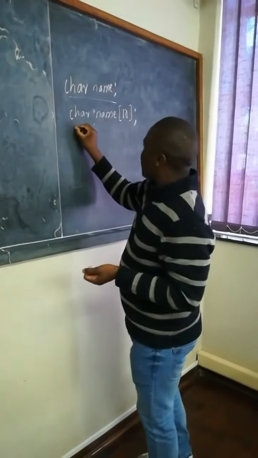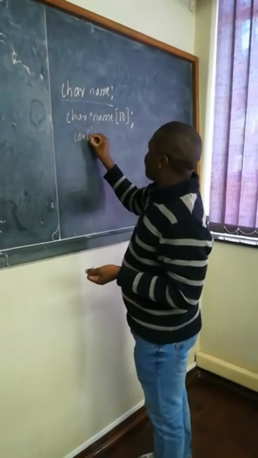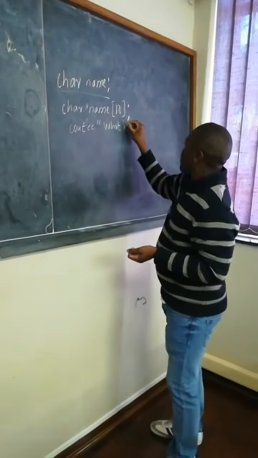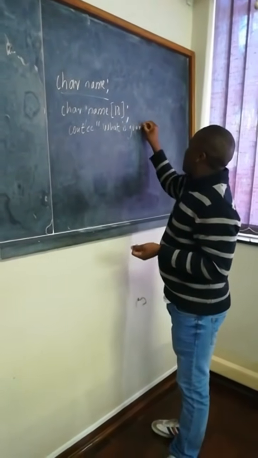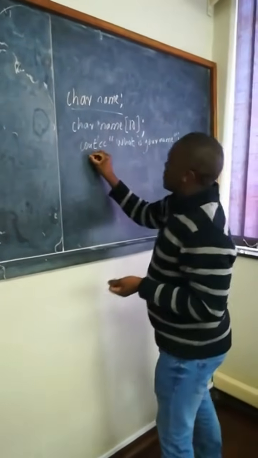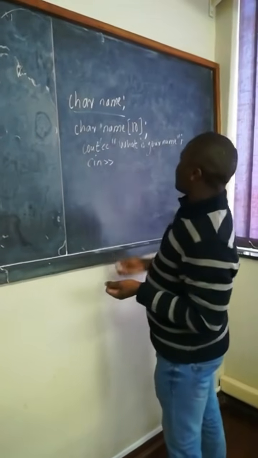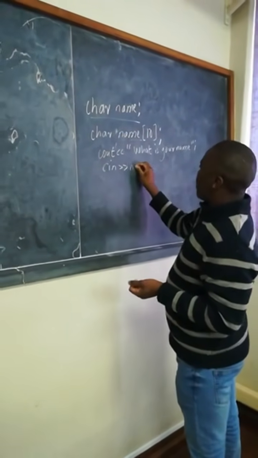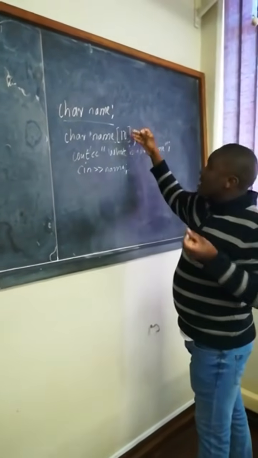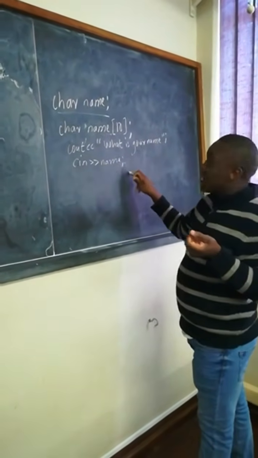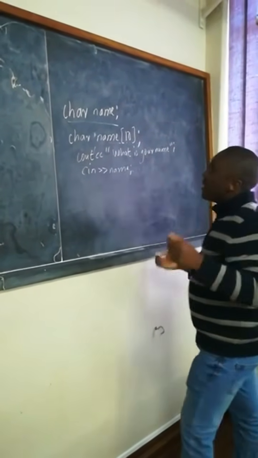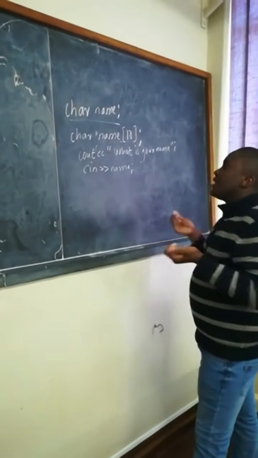Then you ask, cout, what is your name? Then cin, because you want the user to input. You write name, then semicolon. Then if the name has more than 10 letters, it will only take 10 letters out of the string and remove the rest. If the name is at least 5 letters, then you take all of them.